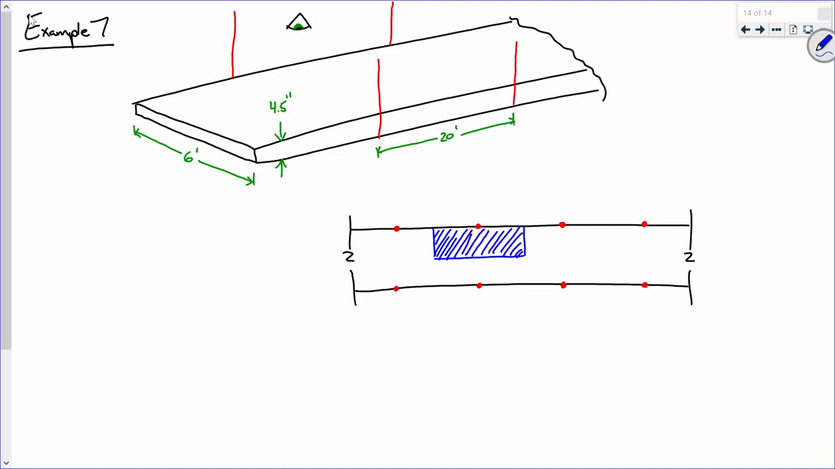Make sense? So help me out. What is this dimension right here? There we go, 3 feet, and then this one right here, 20 feet. So the tributary area is going to be what? There you go. Pretty straightforward, right?